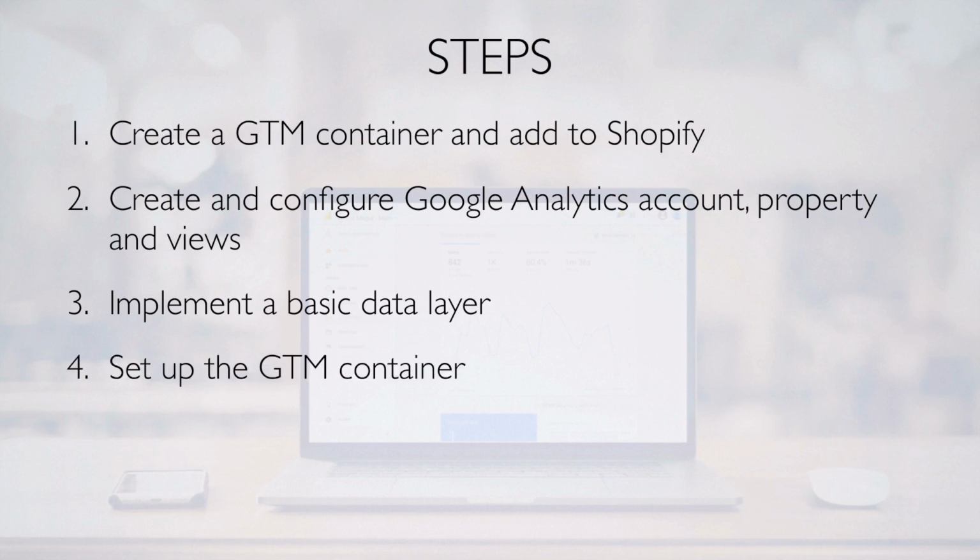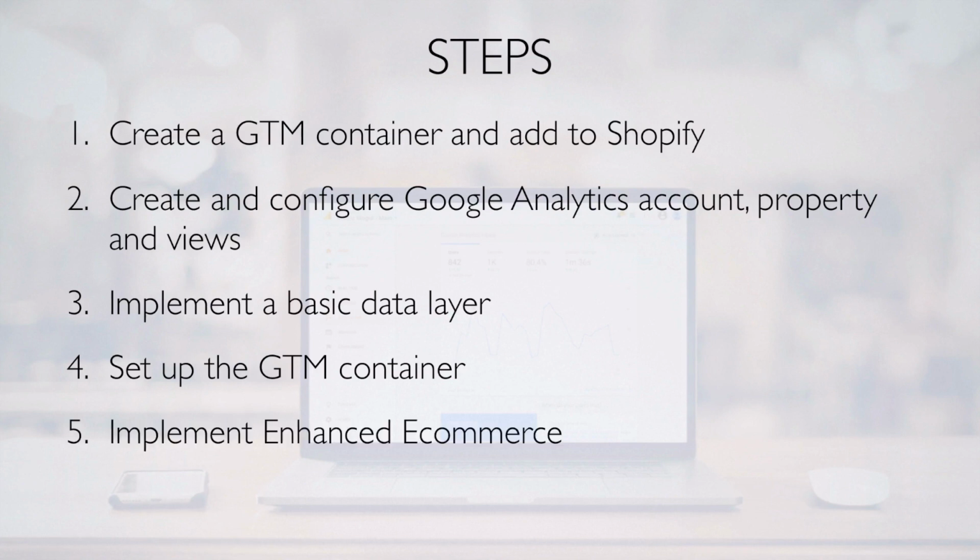Step number four, we're then going to go back to the GTM container and set up all the tags, triggers, and variables we need. We're then going to implement enhanced e-commerce, so we get all the transaction tracking and everything like that. And finally, as we go through the process, we'll be debugging, and I'll show you some ways that you can find the data in GA to use it to optimize your website.